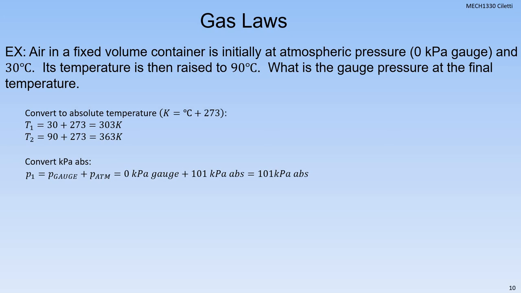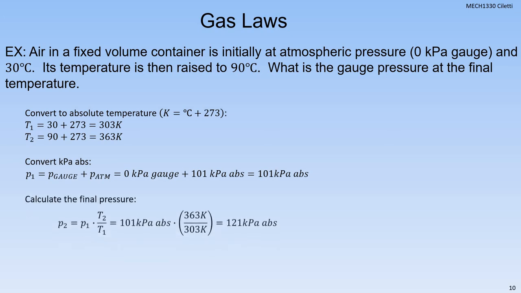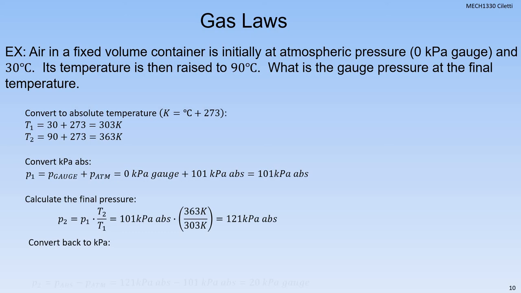Now we can do our calculation. The final pressure, P2, is going to equal P1 times T2 over T1. So it's 101 times 363 over 303, and we get 121 kPa absolute pressure. Remember, that's not the pressure we're looking for. We're looking for gauge pressure. So we're going to have to take that 121 kPa that's absolute, subtract out atmospheric pressure, 101 kPa, to get our answer. So when we do that, we end up getting 20 kPa on our gauge.